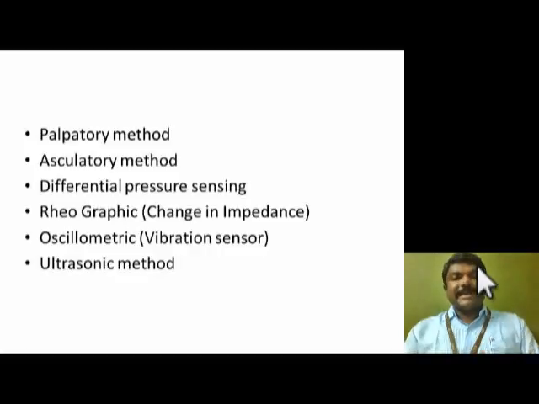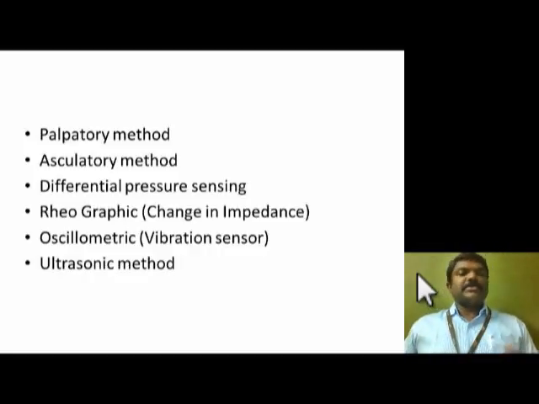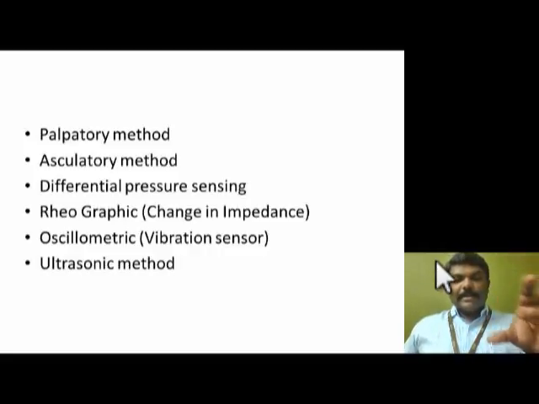Now there are sensors. We can use some sensors. The differential pressure sensing method, rheographic method, oscillometric method, and ultrasonic method, and so on. The list is big. There are so many other methods also to find out the blood pressure in an indirect way. Again, I repeat, the whole process, the working principle is the same. Only thing is how you detect the exact location.